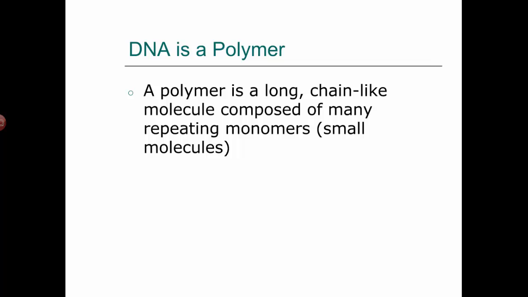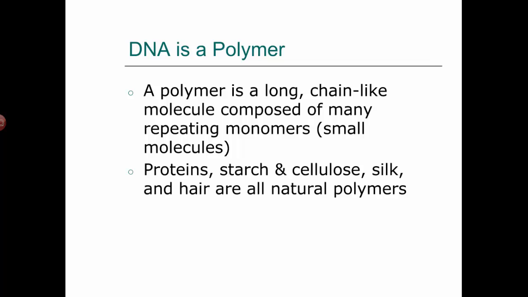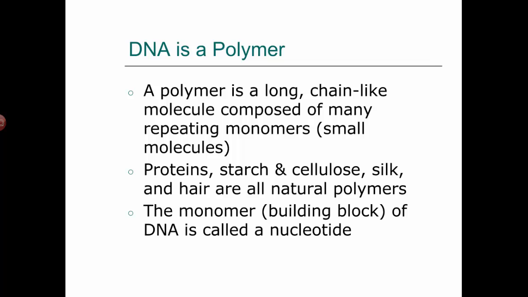There are a lot of polymers that you may be familiar with. Things like nylon or rayon or polyester. Those are all artificial or synthetic polymers. But you also have polymers in your body. Things like proteins, starch, cellulose. Cellulose is plant fibers, like cotton, for example, is cellulose. Silk, which is a protein, really, that's a polymer. And hair. Those are all natural polymers, or biopolymers, polymers of life. And DNA is just an example of that.